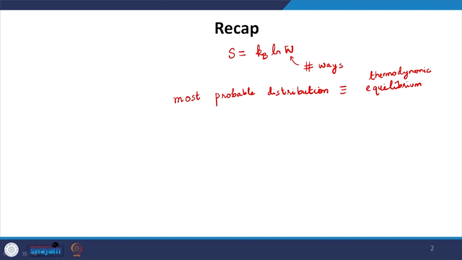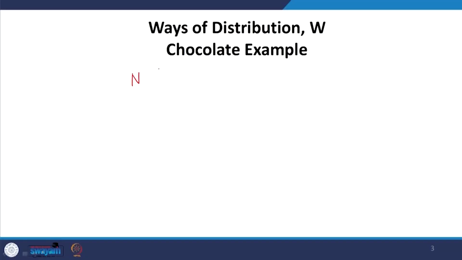Before we discuss the molecular system, let us step back a bit and look at a simpler example. Imagine you have a box of chocolates. Let us say you have n chocolates that you want to distribute to n students. The question is, in how many ways can we do it, and what is the most probable distribution?